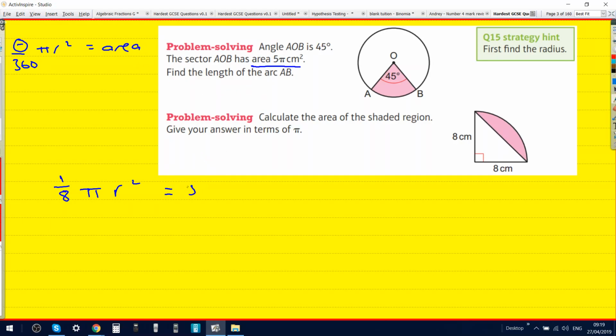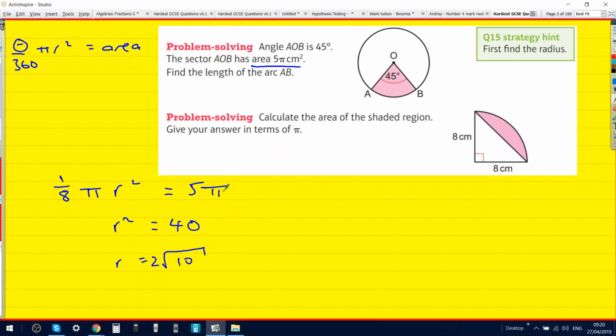5 pi. Okay, and then do I need to do 5 pi divided by an eighth pi to get r squared? Yeah. And then I think it's 40. Yeah, and then if you do the square root of 40, it says it's 2 root 10. Okay. 2 root 10. And so what they asked for was the arc length.